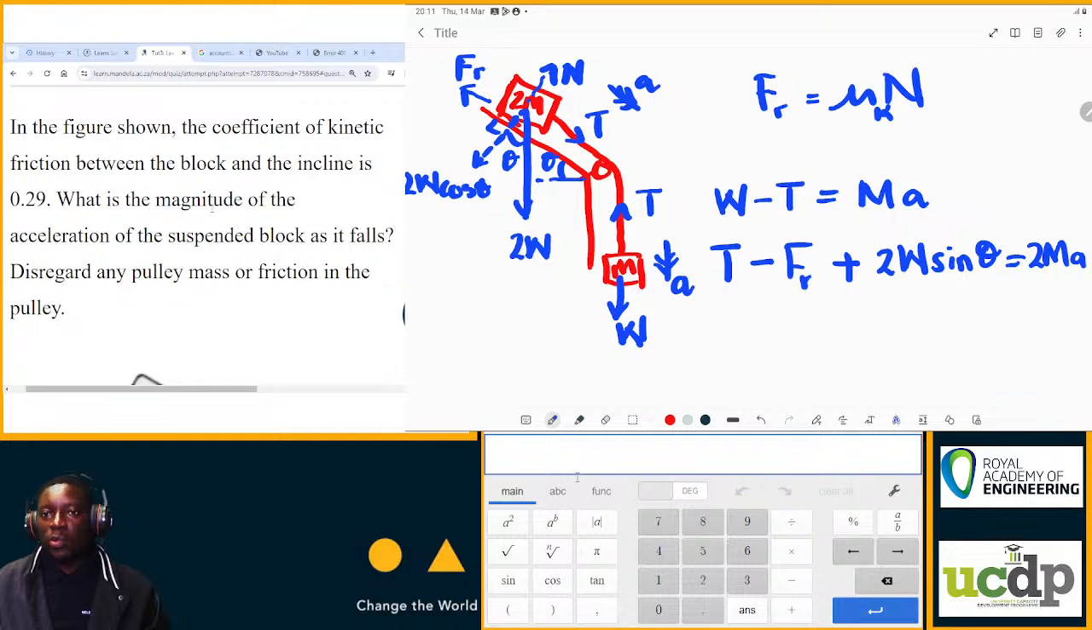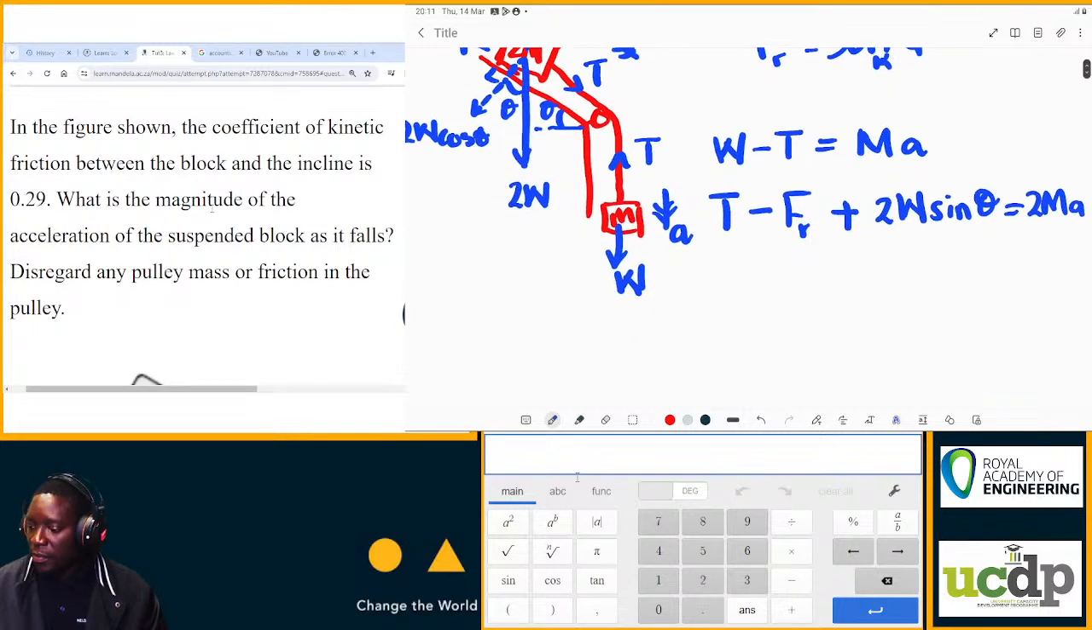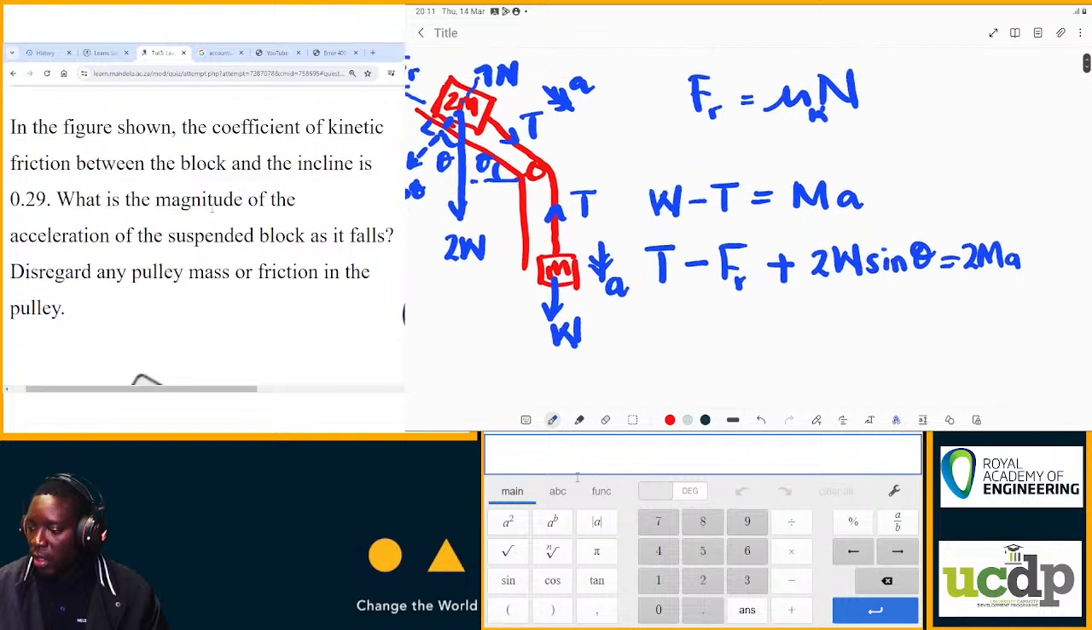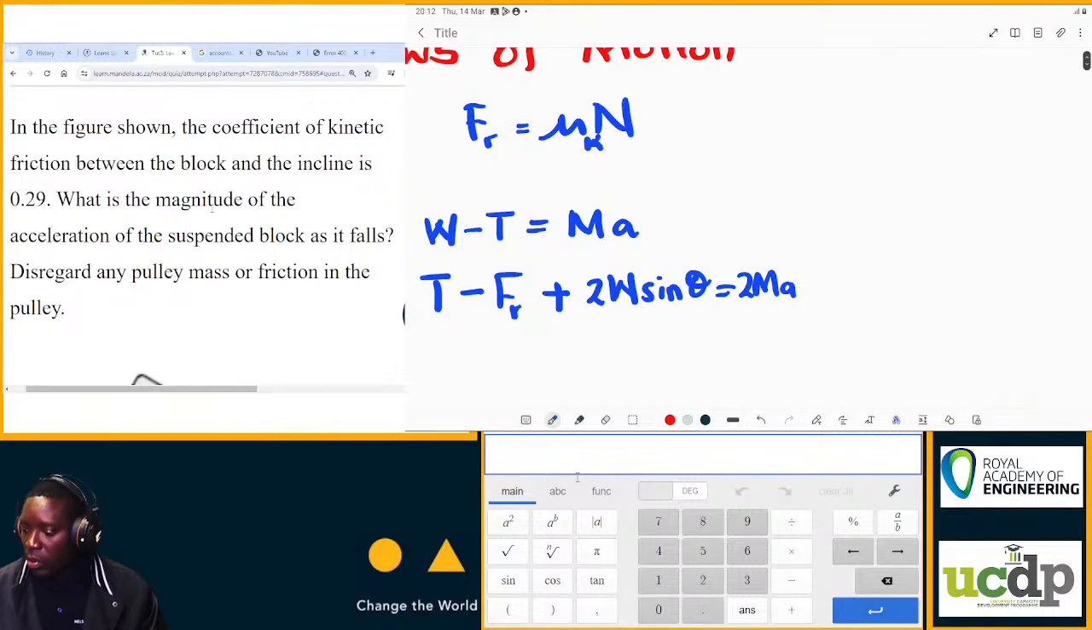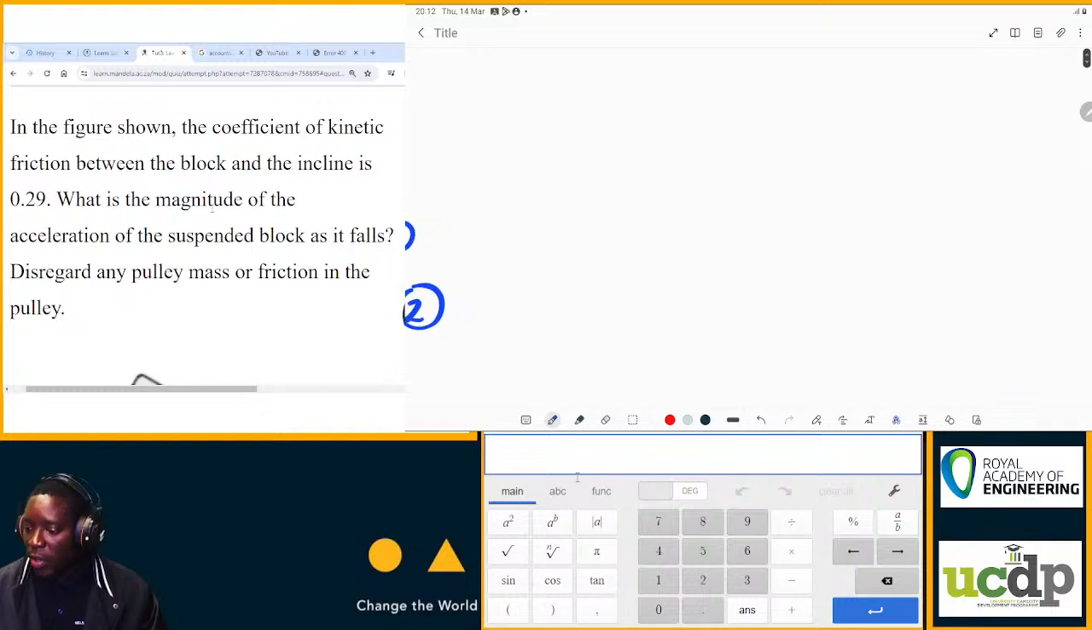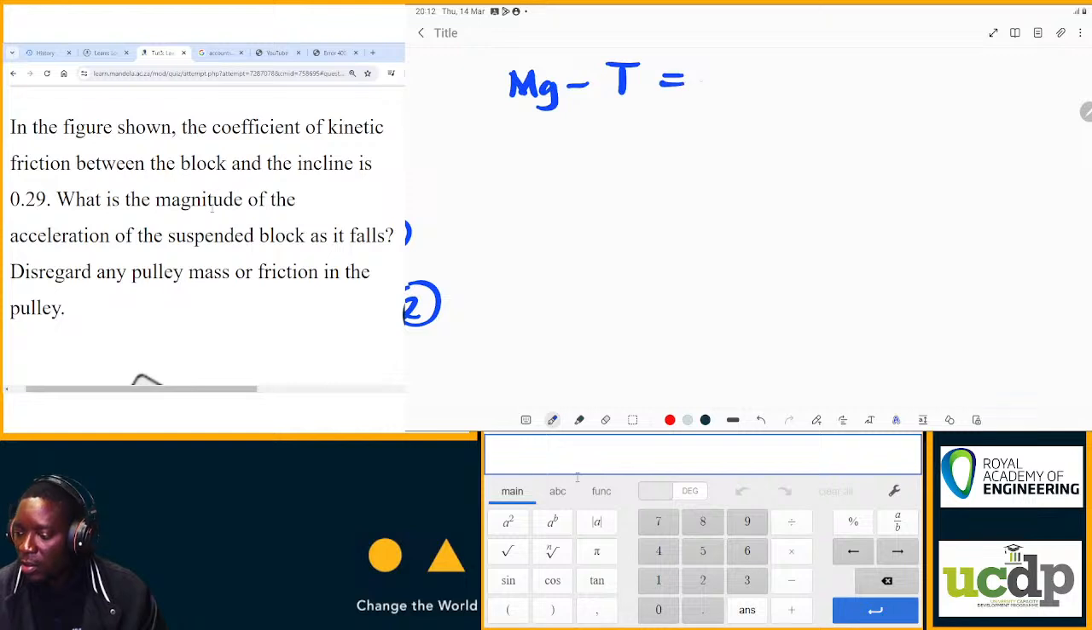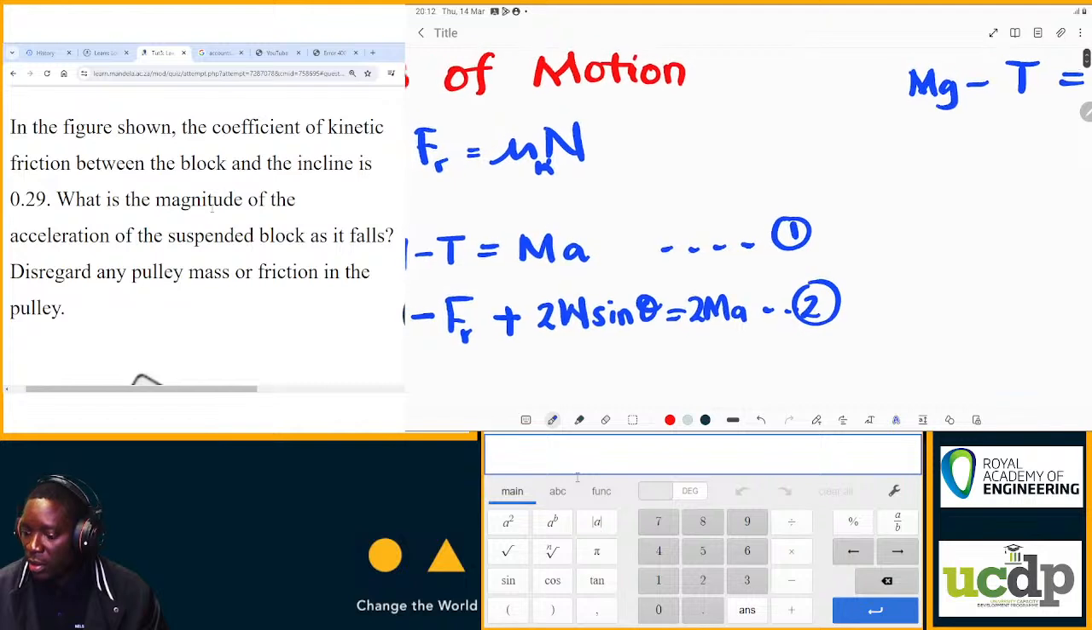So these are the two equations we can come up with from the given setup, such that we need to find the acceleration, so we need to eliminate some of these terms. How do we do that? I'll redo that again. I'll call this equation 1 and this equation 2. From equation 1, we know the weight is mg, so that's mg minus T equals ma.